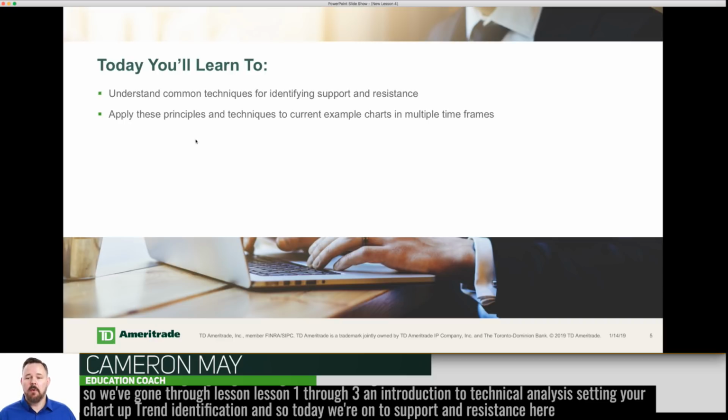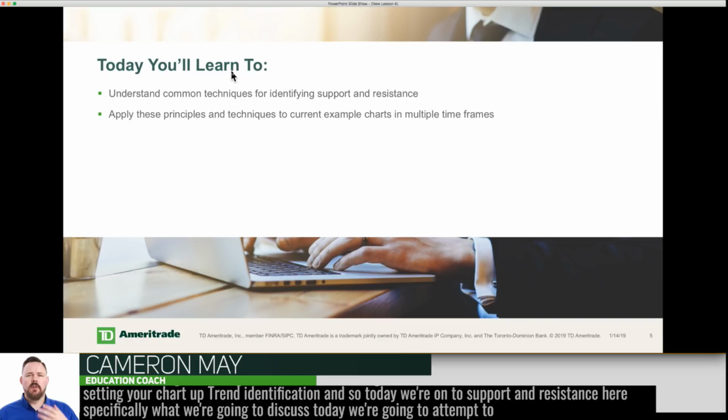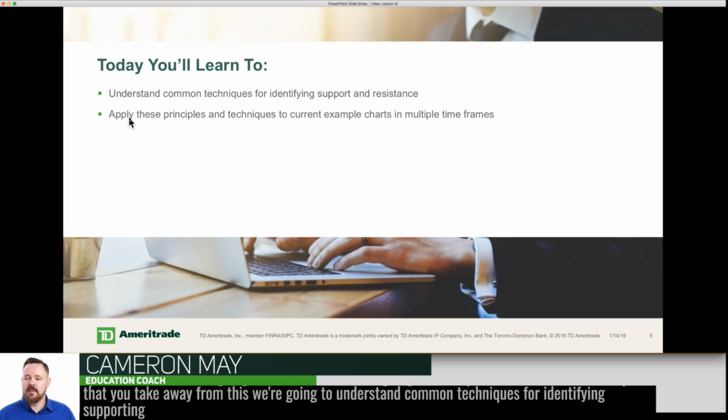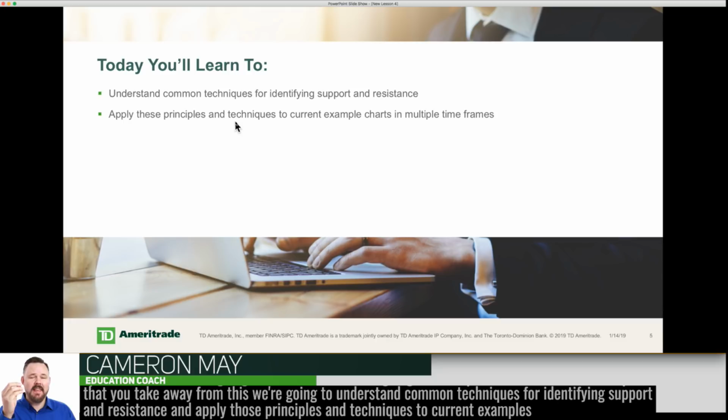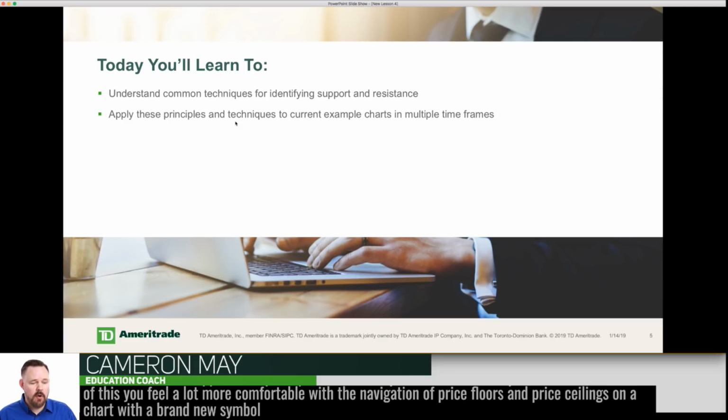Here's specifically what we're going to discuss. Today we're going to attempt to learn, this is what I hope that you take away from this: we're going to understand common techniques for identifying support and resistance and apply those principles and techniques to current examples, so that by the end of this, you feel a lot more comfortable with the navigation of price floors and price ceilings on a chart with a brand new symbol in your own paper money account.